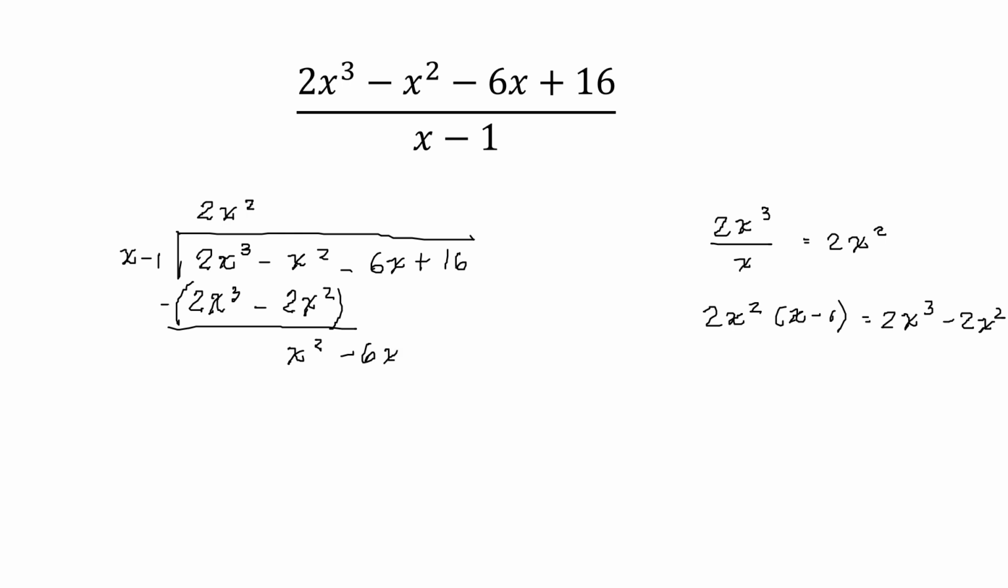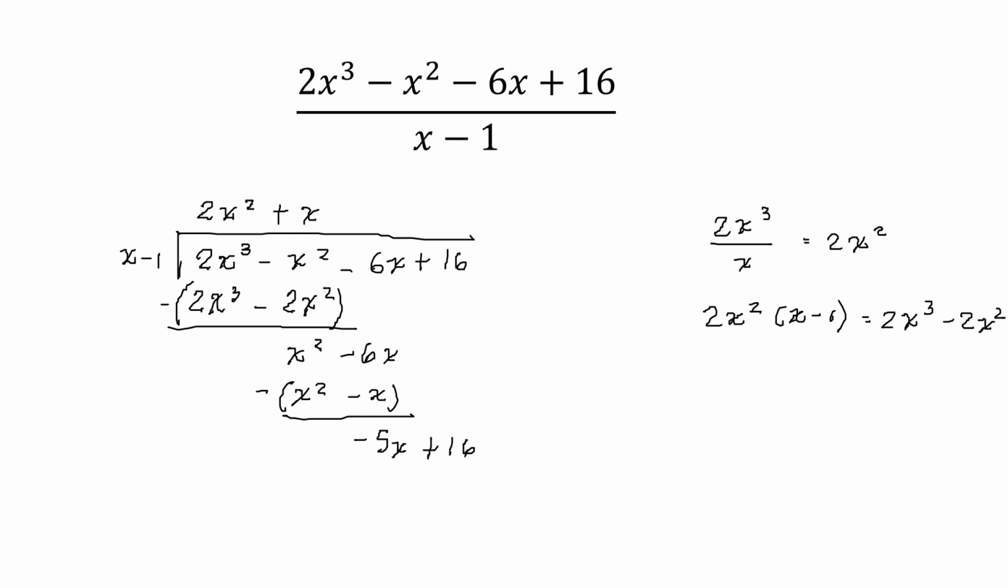Continue the process, repeating the process. x squared divided by x is positive x. Multiply x times x minus 1 is x squared minus x. Subtract the entire thing. x squared minus x squared is 0. Negative 6x plus x is negative 5x. Bring down the next term, plus 16.